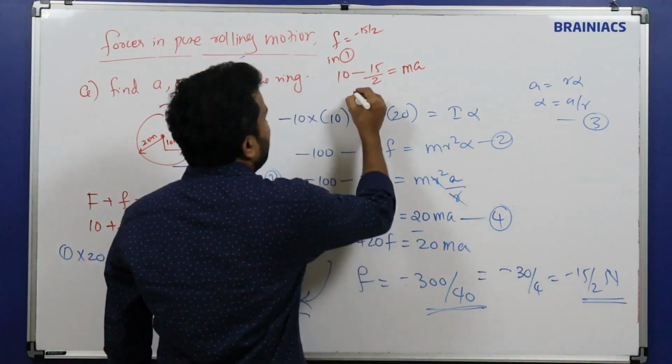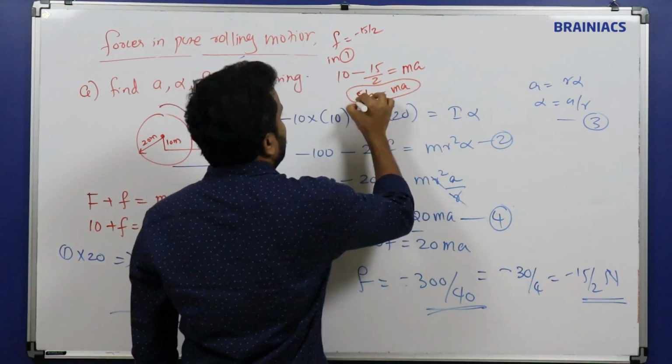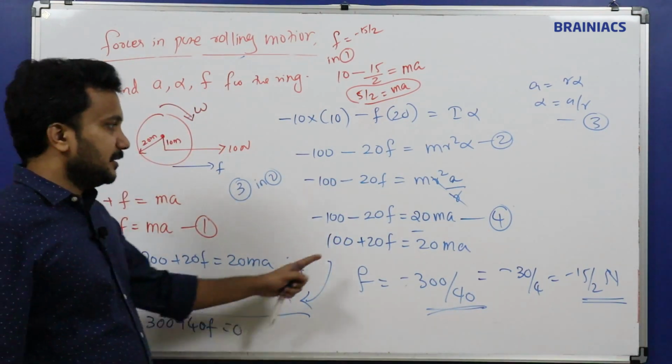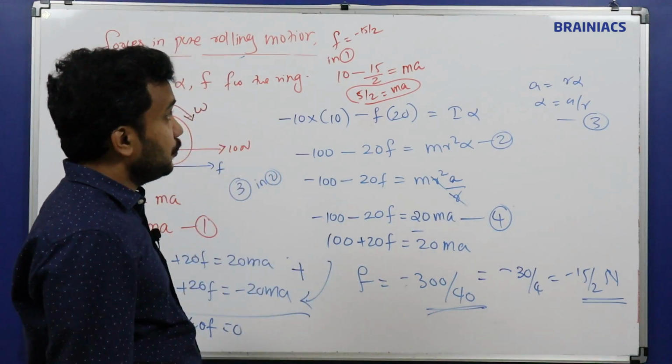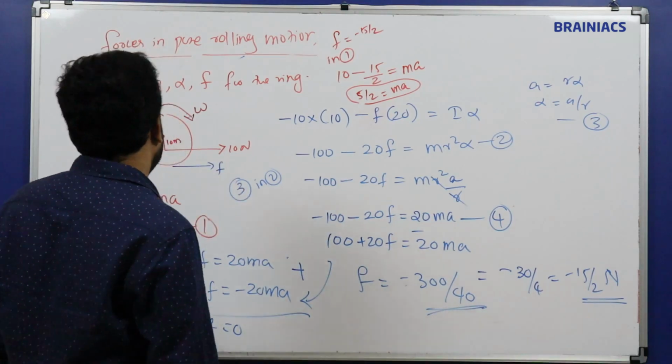Here what will come? 20 minus 15, then 5 by 2 is equal to MA. This 5 by 2 is equal to MA. You will substitute and get the MA value. But A is equal to R alpha. Without getting A, you can't find alpha. So mass has to be given.